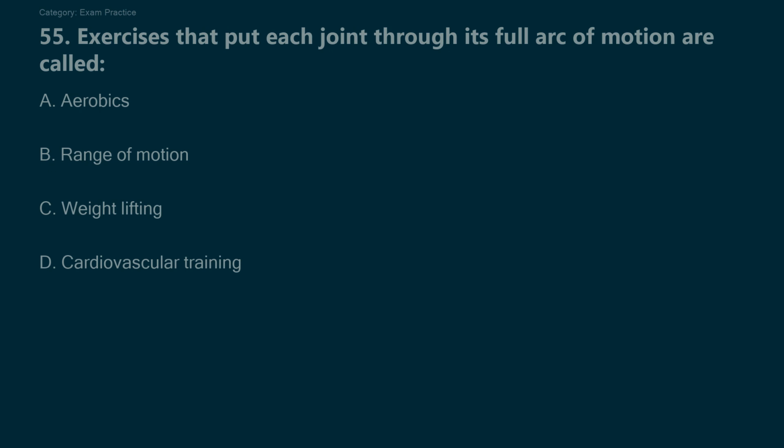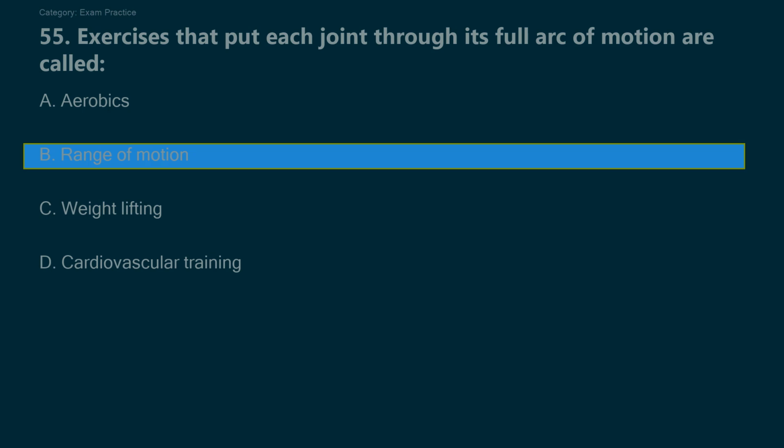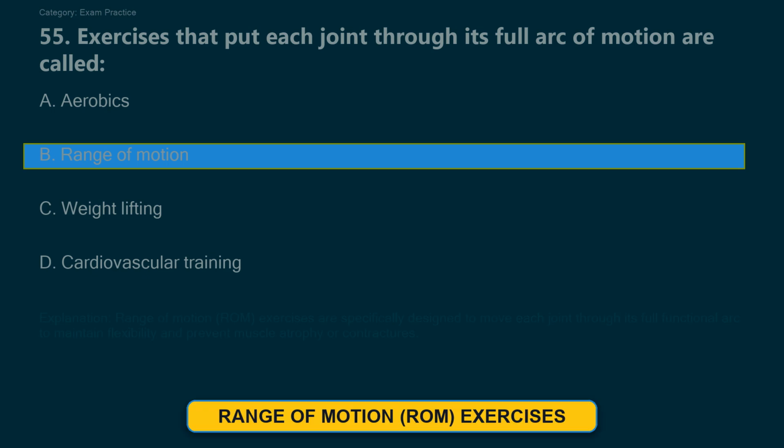Question 55. Exercises that put each joint through its full arc of motion are called option A, aerobics. Option B, range of motion. Option C, weightlifting. Option D, cardiovascular training. The correct answer is option B, range of motion.